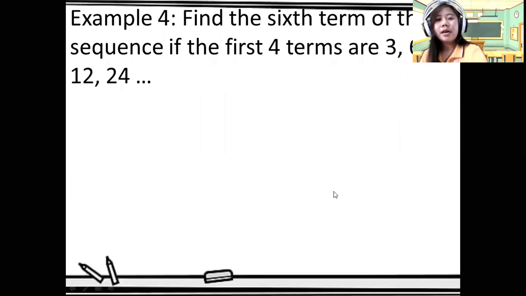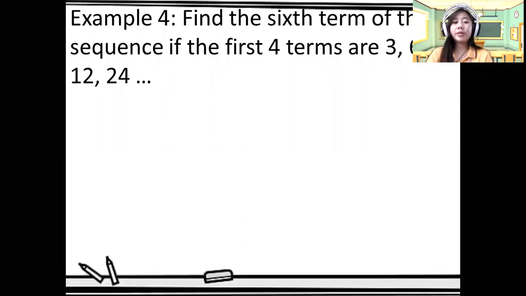Okay, last. Example number 4. Find the sixth term of the sequence if the first four terms are 3, 6, 12, and 24. Okay, so bago po natin kuhanin yung sixth term po ng sequence natin, isulat po muna natin yung four terms. Okay, so tingnan nga natin dito kung paano.